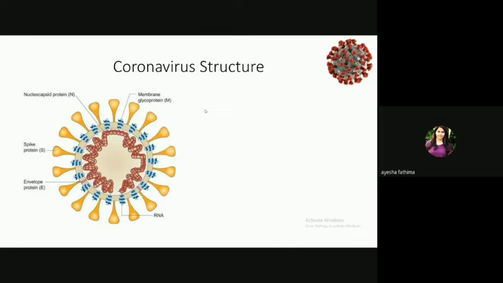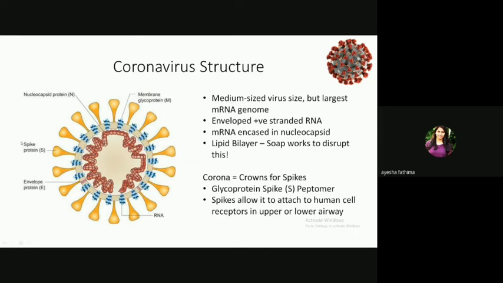Let's see a little bit about the structure of coronavirus. This is how the coronavirus looks. The orange things that you can see are basically the spikes. It is a medium size virus, but the largest among the RNA viruses. It is enveloped. So you can see this gray layer, sorry, is the envelope protein. And it is made up of many protein materials like nucleocapsid, and it has a lipid bilayer.